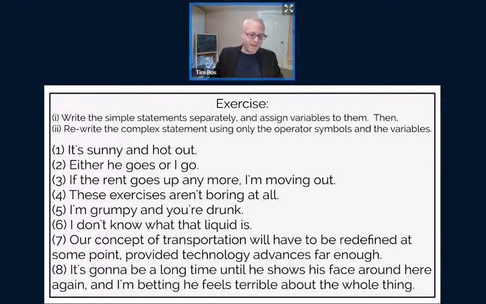So you end up with something like not L, tilde L or tilde K, however you wanted to represent it. Tilde X. The simple statement is, I know what that liquid is. The complex statement is, I don't know what that liquid is. It's not the case that I know what that liquid is. Okay, good.